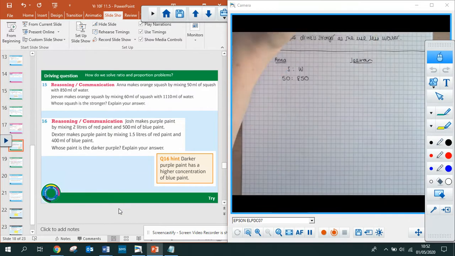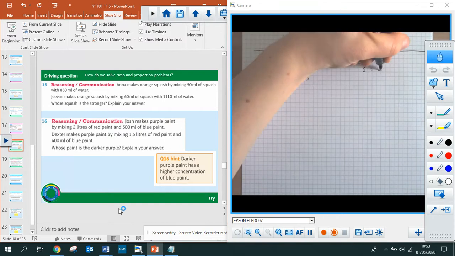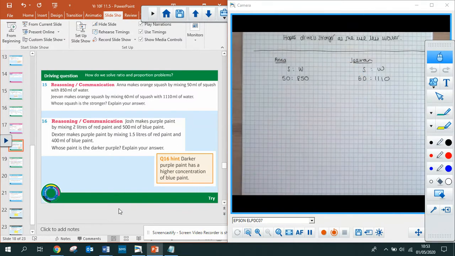So he mixes squash to water, 60 milliliters to 1,110 milliliters. Okay, who has the strongest squash? Explain your answer. So we need to put them into unit ratios, and I'm going to do that by making the squash the one that is going to be simplified down to 1. So to get 50 to 1, I divide by 50. That gives me my 1.